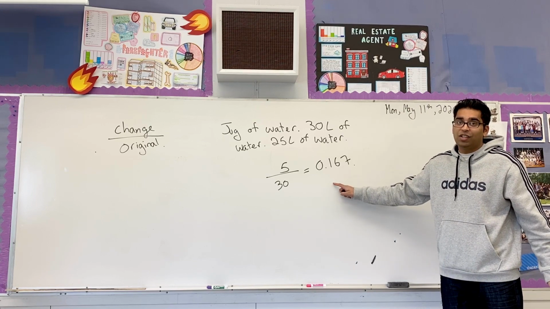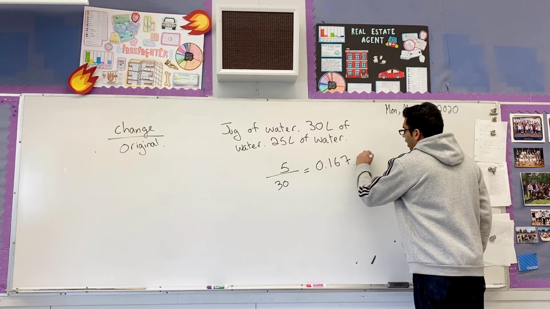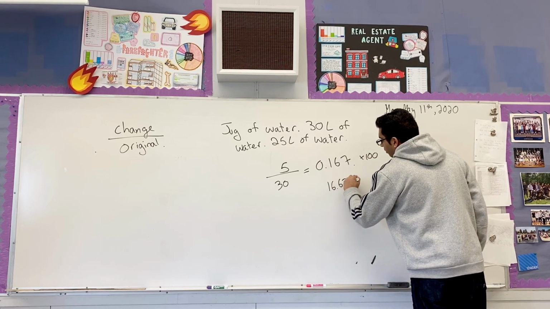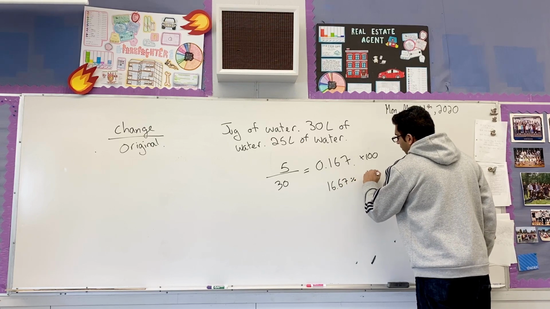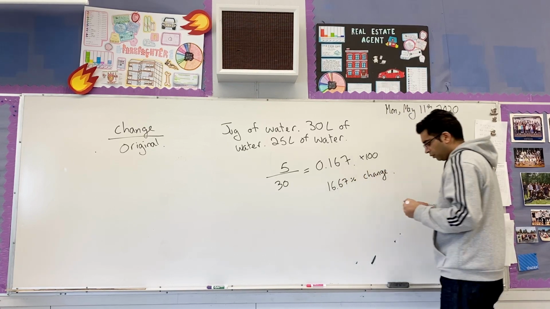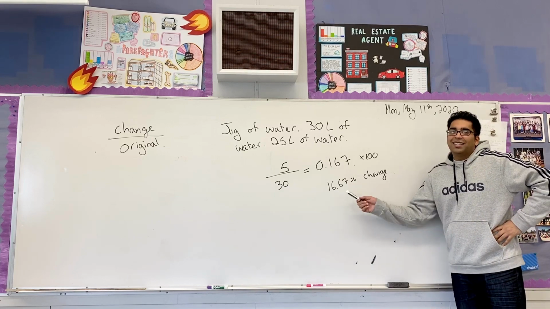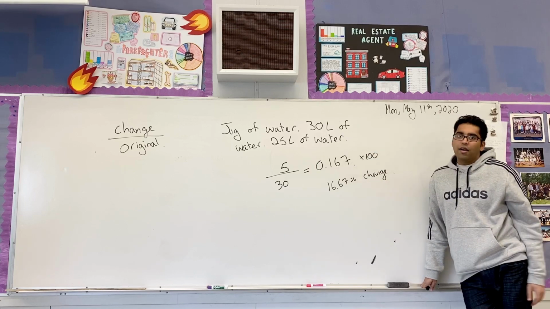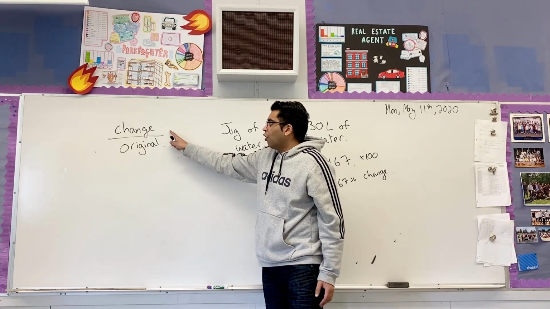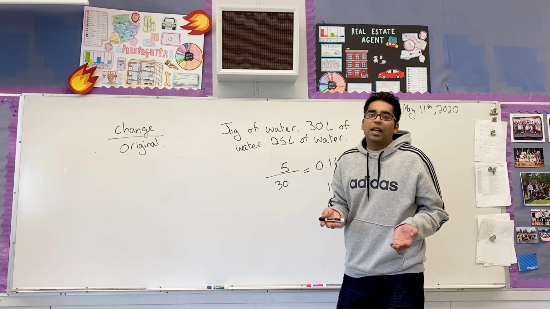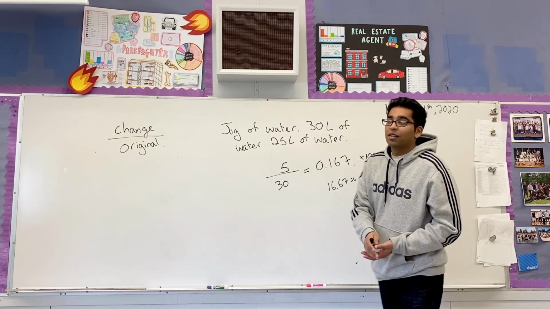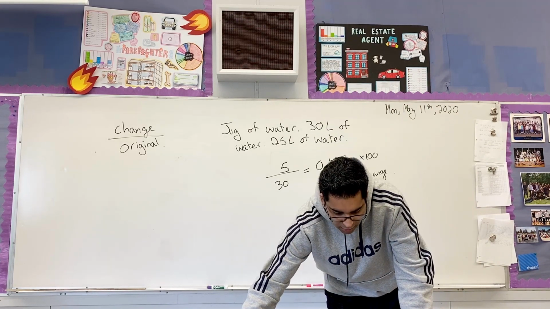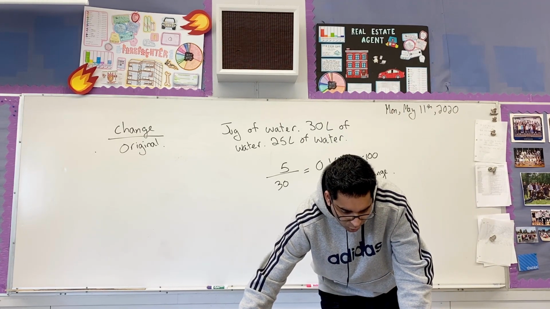Remember, we want percent change. So times that by 100, that equals 16.67% change. In other words, there's been a 16.67% decrease in this jug of water. Change over original, you get a decimal, times it by 100 to find your percent. Check out the worksheet I made for that too, and the notes for some more clear directions. But first, some word problems.